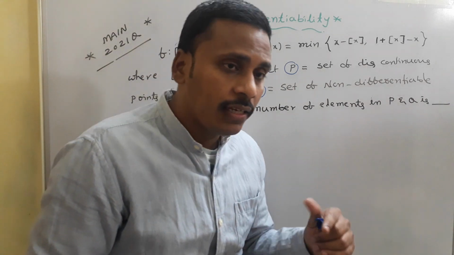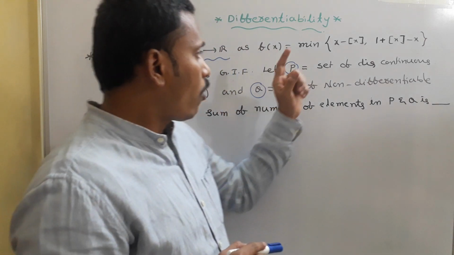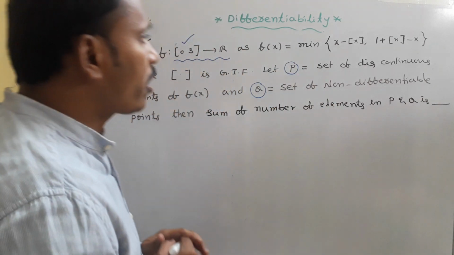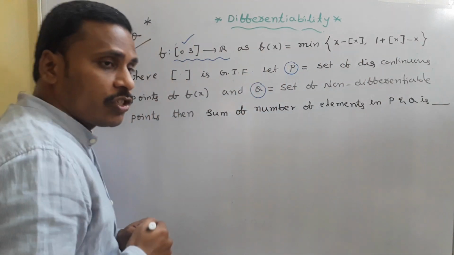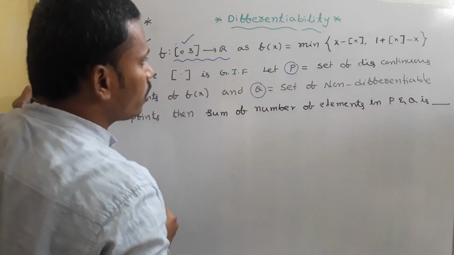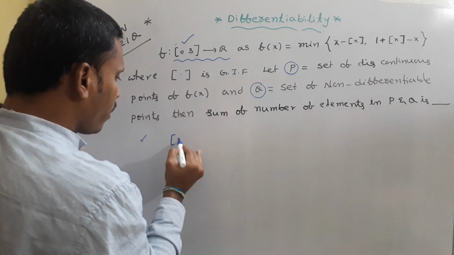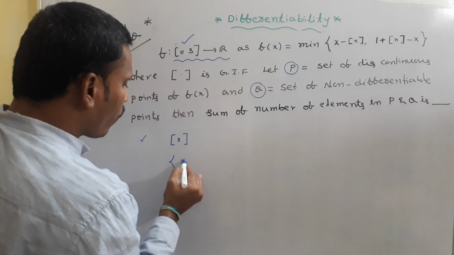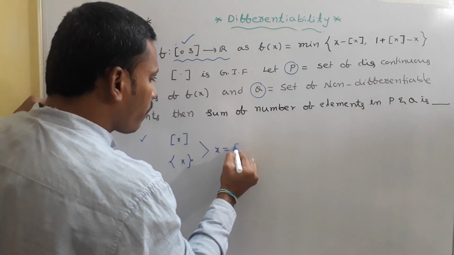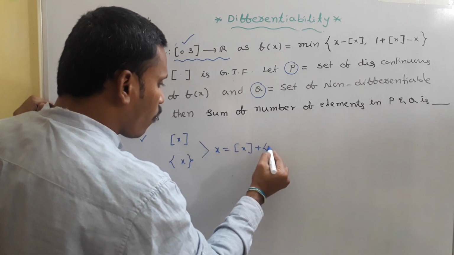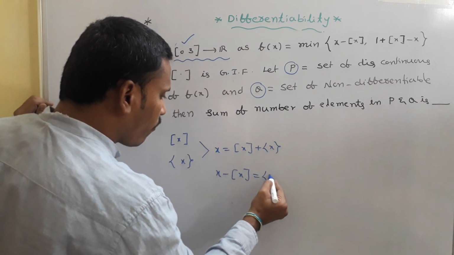To find the discontinuous points as well as the non-differentiable points for f(x), I am going to analyze the function first. The function is the minimum of x minus [x] and 1 plus [x] minus x. So first of all, think about x minus [x]. We know that [x] is the greatest integer function, and {x} is the fractional part of x, and x is simply [x] plus {x}, so x minus [x] is simply the fractional part of x.